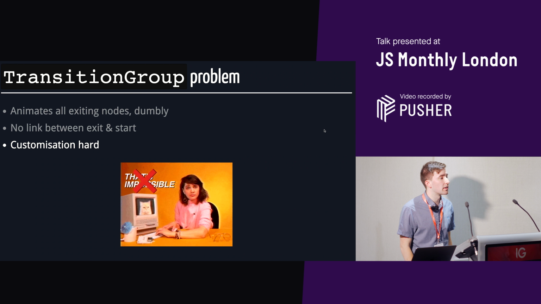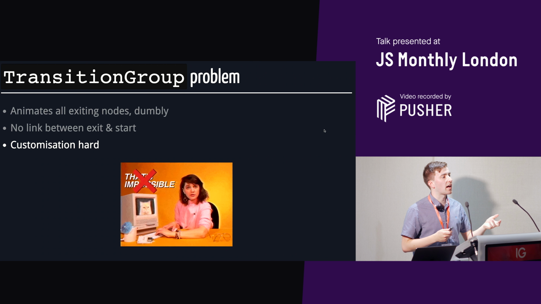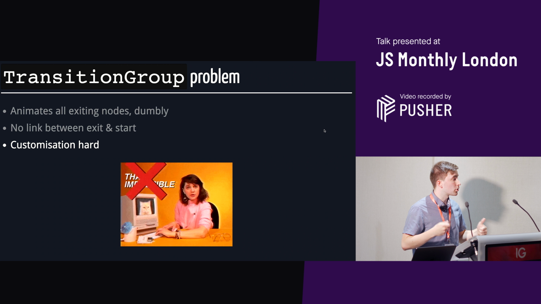But both of these, as well, are just symptoms of the fact that transition group is very hard to customize. Transition group is designed for having a list of items and being able to animate in when we're adding something to that list and animating out when we're removing from that list, which is really good in that context, but outside of that context, in our specific case of routing, it's really just not designed for it.